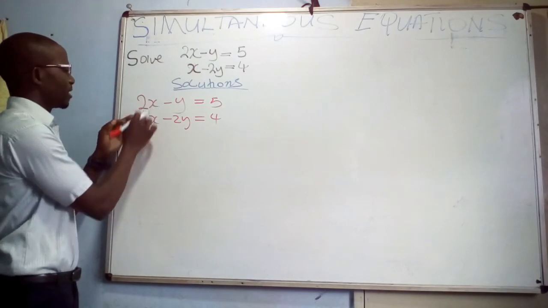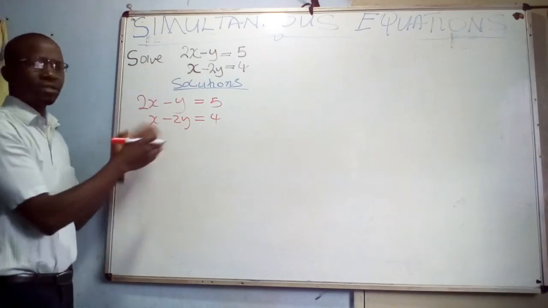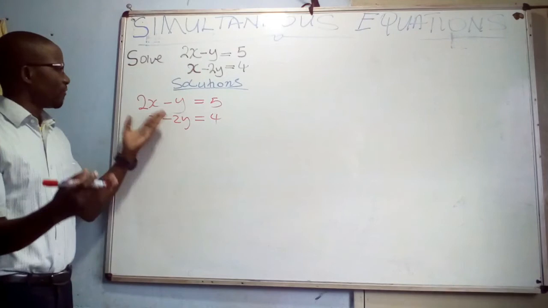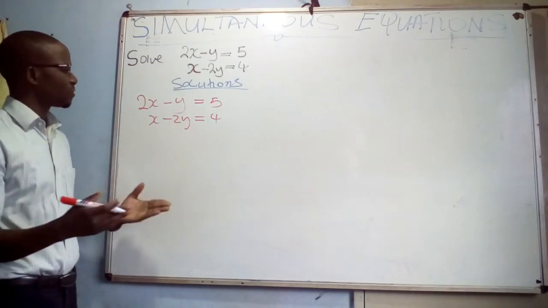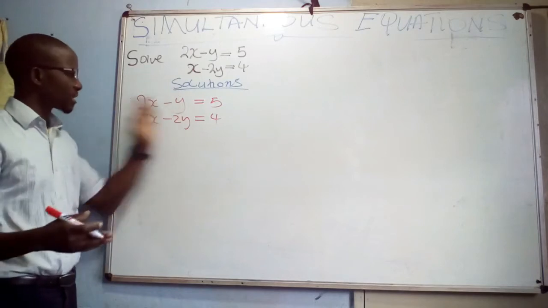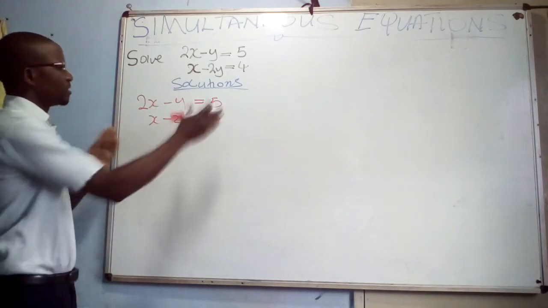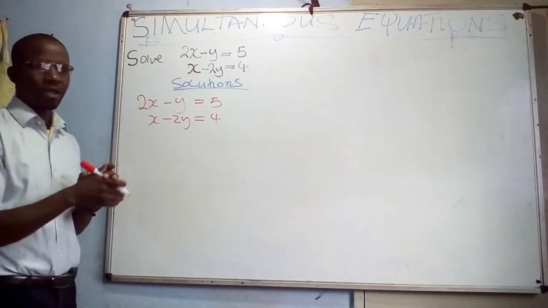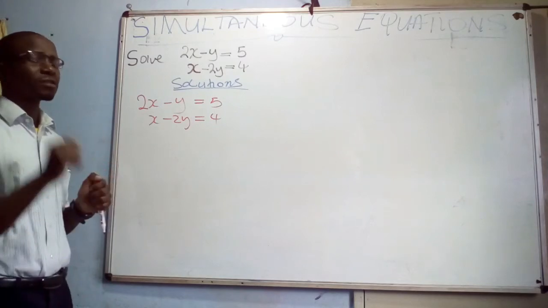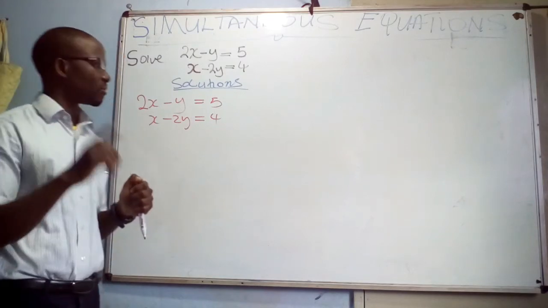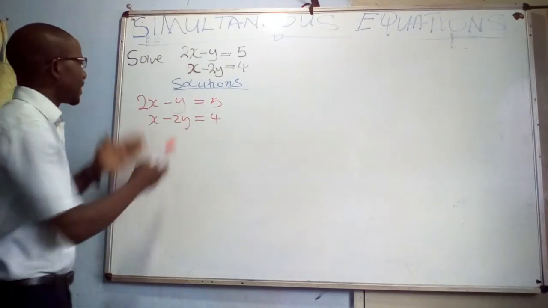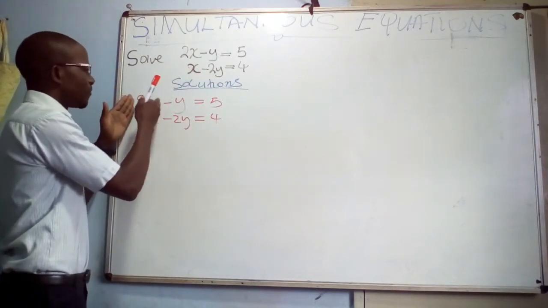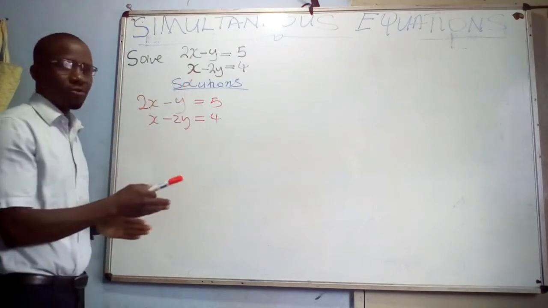If we say 2x plus x, they will not eliminate. It will give us a 3x. If we say negative y plus negative 2y, it will give us a negative 3y. So there is nothing that can eliminate through addition or subtraction in this case. So what do we do? You balance coefficients for one variable. So in this case, we can consider balancing coefficients for either x or for y.